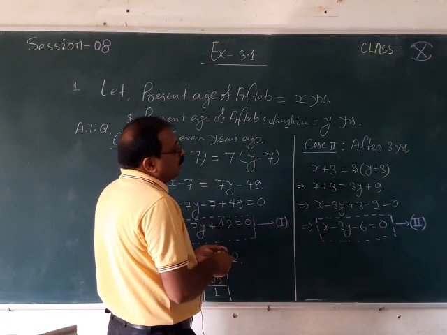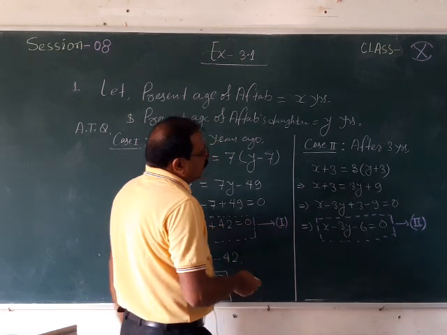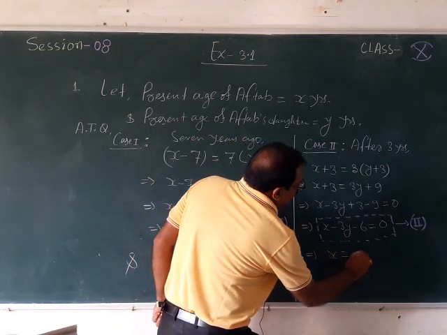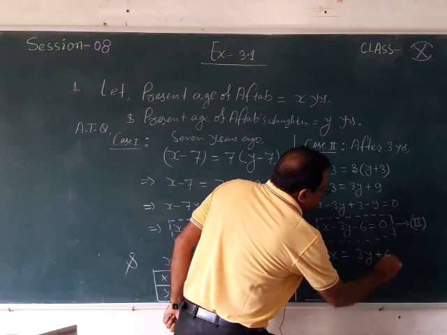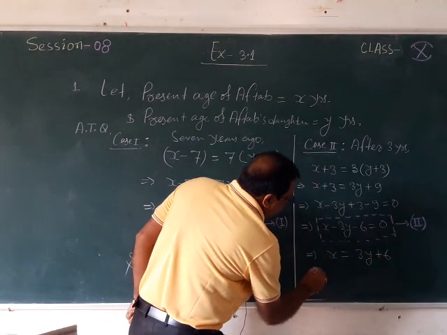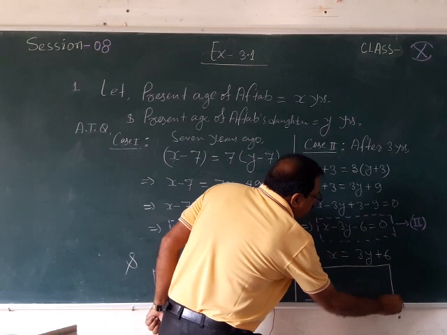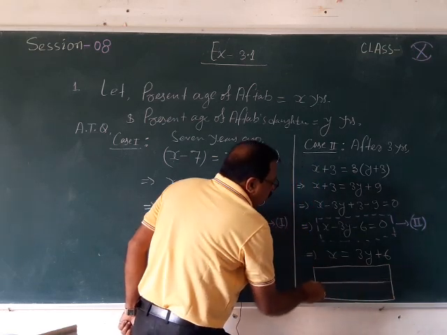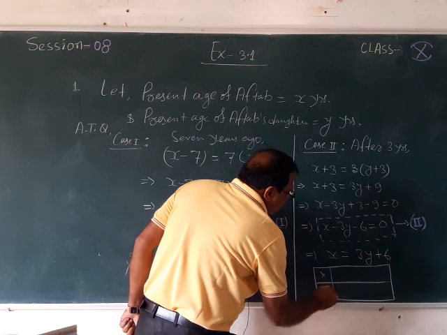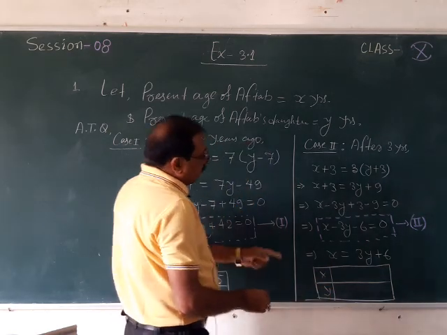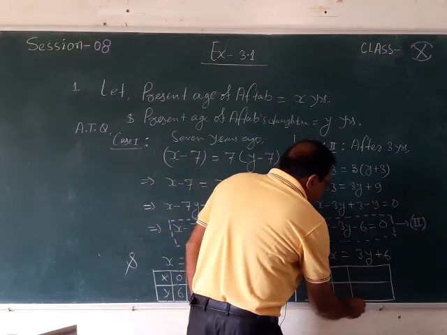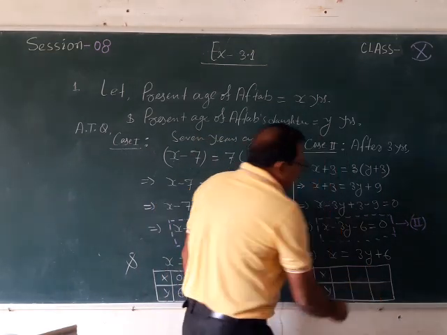Now I want to find the solution set for this second equation also. So again I am shifting it, x equals 3y plus 6, I can write, then I can make a solution set for this equation also. I have told you that minimum you have to take 3 solutions for x and y. So here if I take the value of y, then automatically x will come.